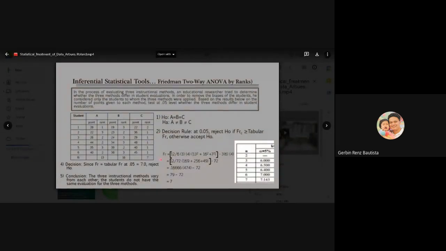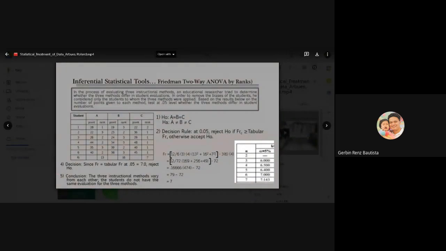Substituting the data with the variables in the formula, we get a computed Friedman of 7. And we search for the Friedman tabular with the population of 6 with a 0.05 level of significance. And we also find that the tabular Friedman is at 7. Our decision is, since Friedman tabular is equal to the Friedman computed of 7, we therefore reject the null hypothesis.